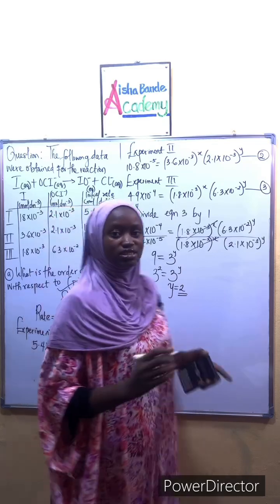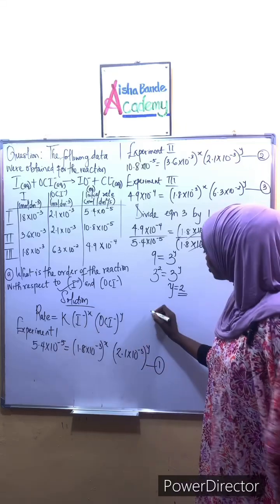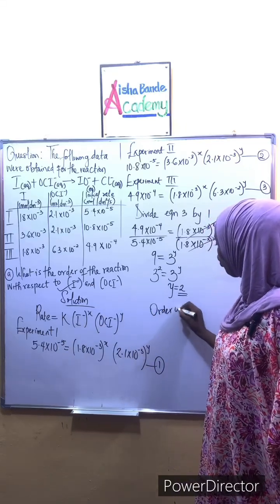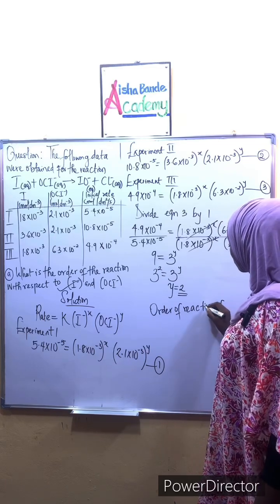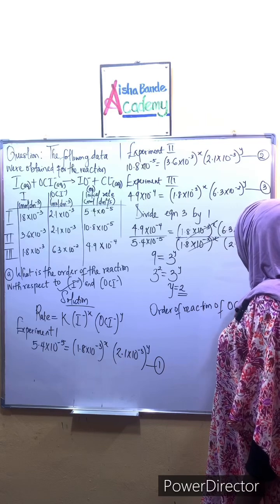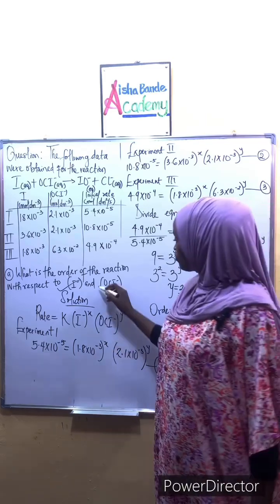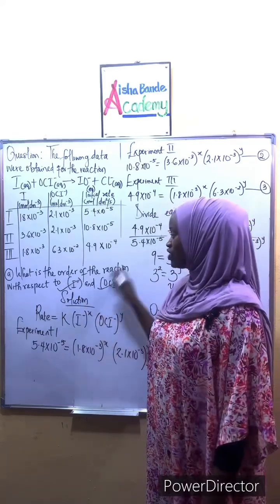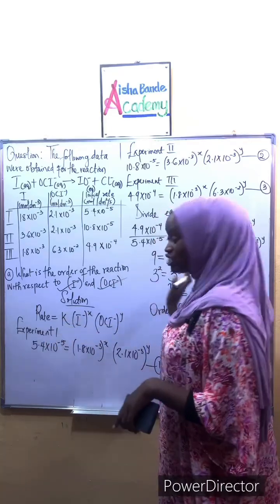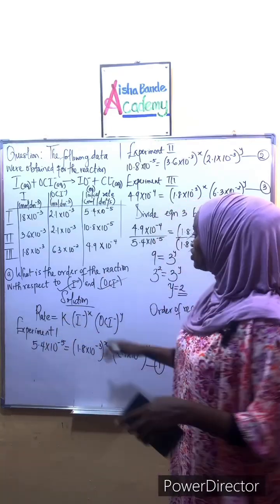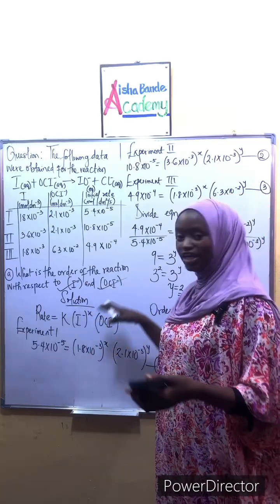So what this means is that the order of the reaction with respect to OCI minus is 2. Okay, so now we've answered the two questions. The order of the reaction for the first reactant, we got it to be 1 when we solved, and we got our x to be equal to 1 and y is equal to 2, which is the order of reaction with respect to the other reactant, which is OCI minus.